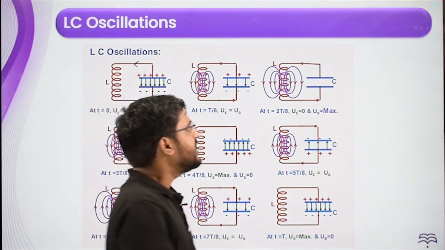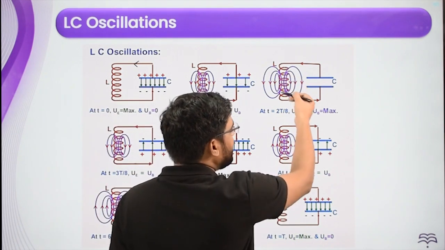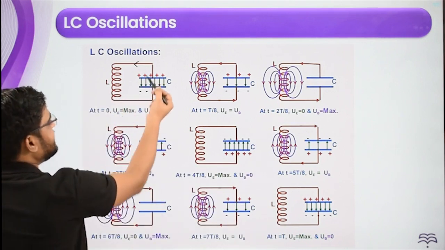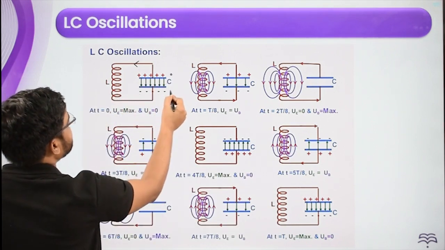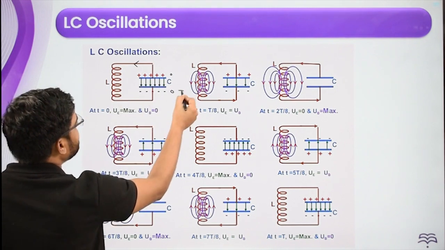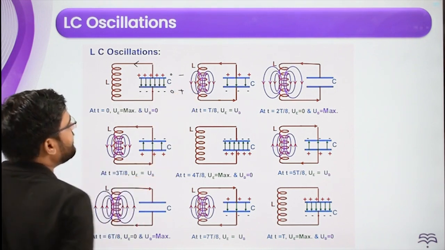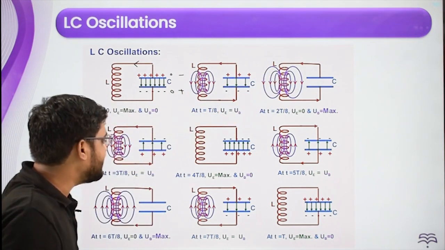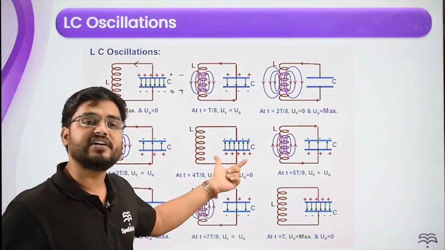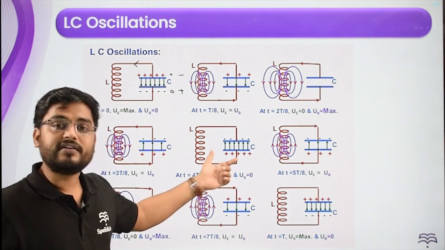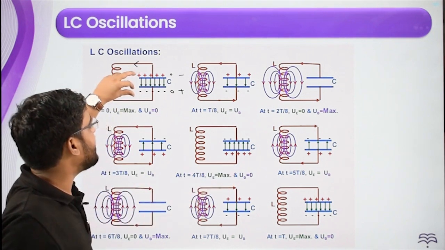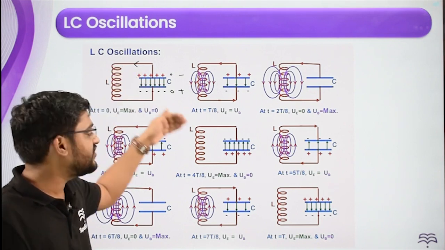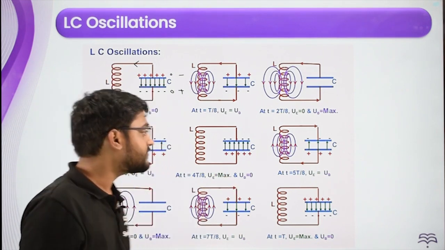Now what will happen? Due to this magnetic field energy, the charge will continue to move on, and eventually this was positive, this was negative, now it was 0 and it was 0. Due to continuous movement, this will become positive and this will become negative. So this magnetic field energy again starts decreasing, and eventually the electrical field energy is maximum. But if you see the position of the charges, they have been exchanged, right? The upper plate was positive, now the lower plate is positive.